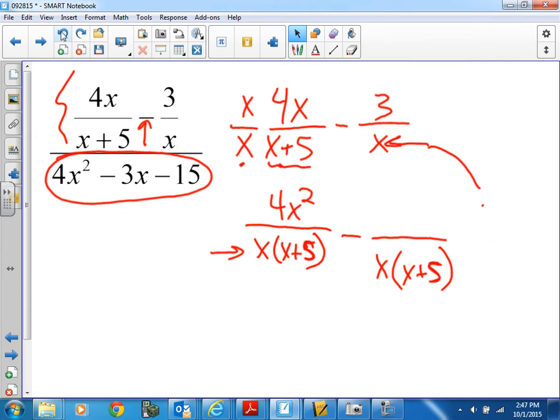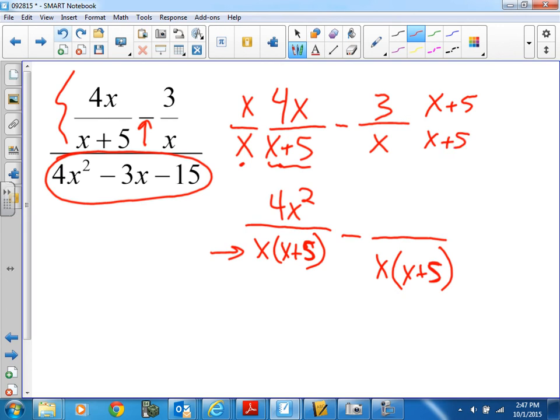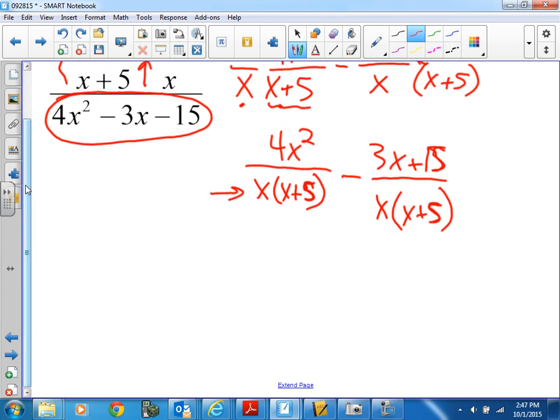So I'm going to multiply everything by x plus 5. All right, so the top is going to be 3x plus 15. All right, now I have my common denominator. Remember, we're still only dealing with the top now.